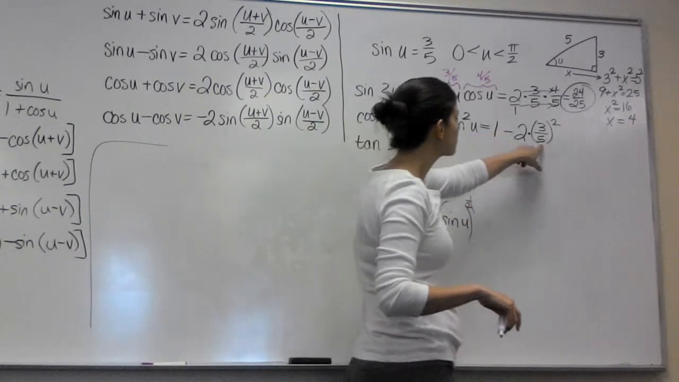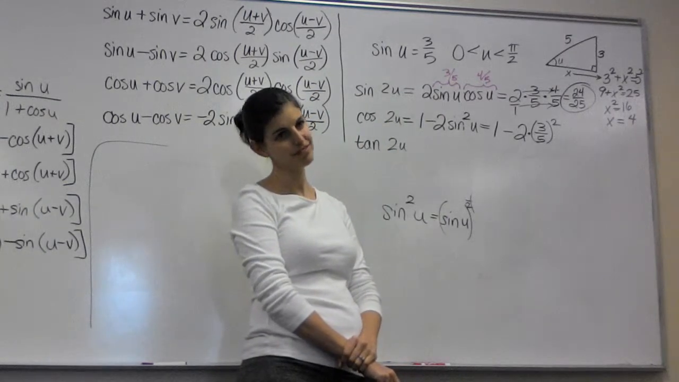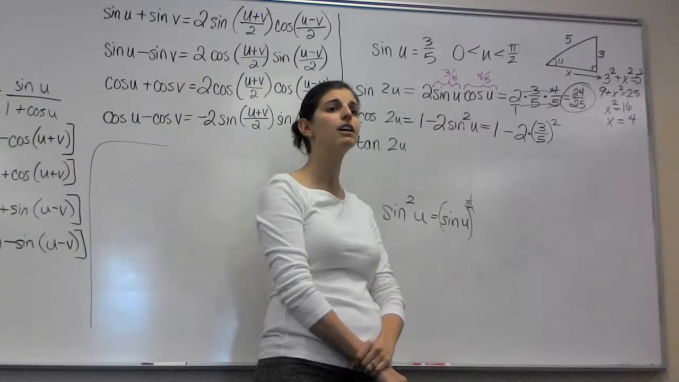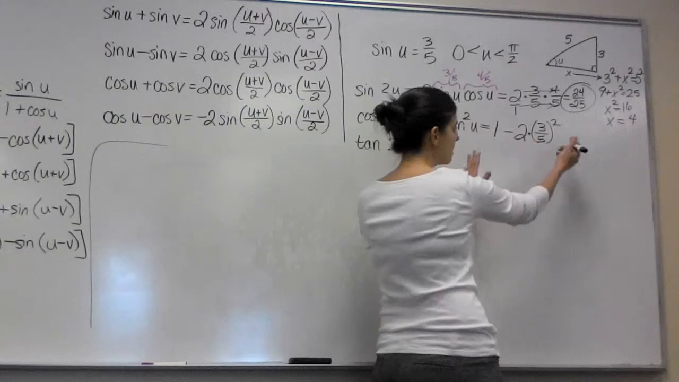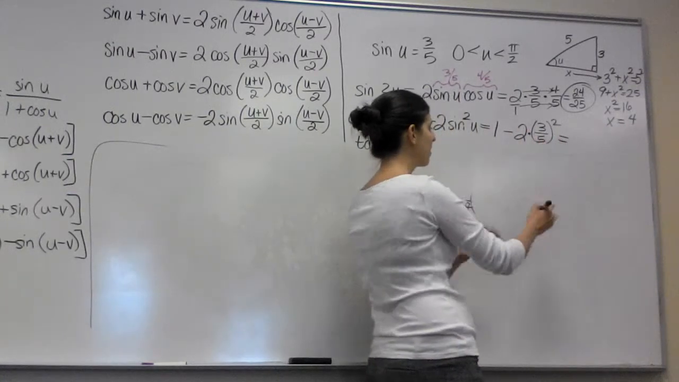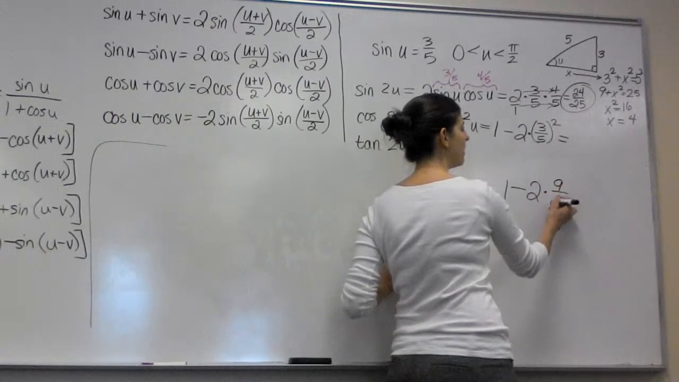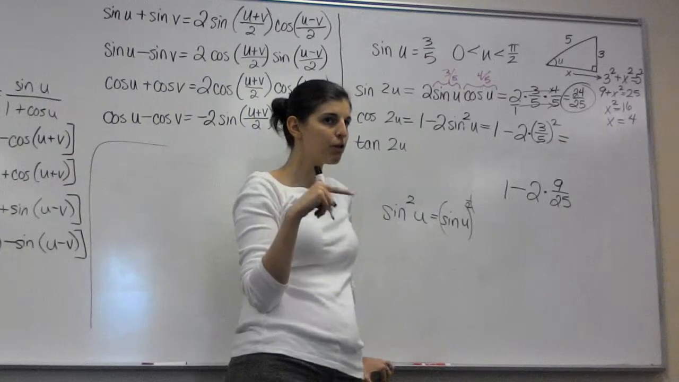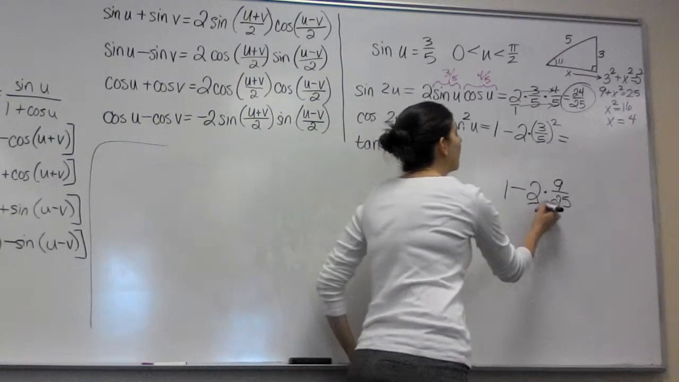So how do I square a fraction? Square the top and the bottom. So 3/5 squared gives me 9/25. I'm running out of space, so I'm going to just put the simplified answer there. 1 minus 2 times 9/25. Now, how do you multiply 2 times 9/25? You know you have to multiply before you subtract. Straight across. 18/25. That I agree with.